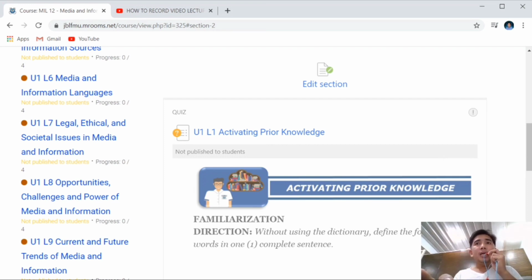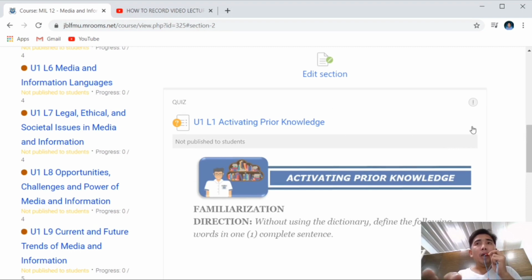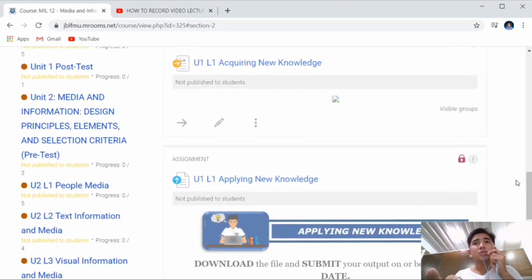So first we're going to have activating prior knowledge. Then right after prior knowledge, we're going to have acquiring new knowledge. In this one, class, you're going to learn the different concepts and ideas, or it is already the lesson proper. This is where we will really learn and discuss what we will work on. Today, we're going to have a discussion of this brand new lesson, the very first lesson. So we're going to open this later.